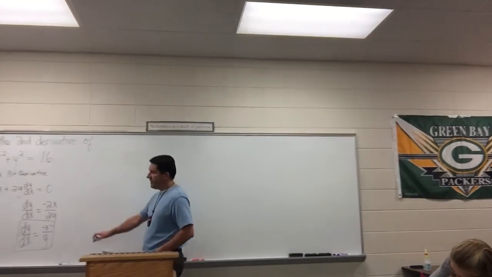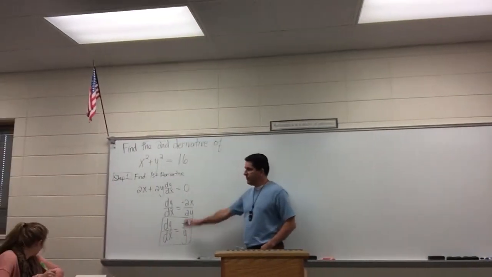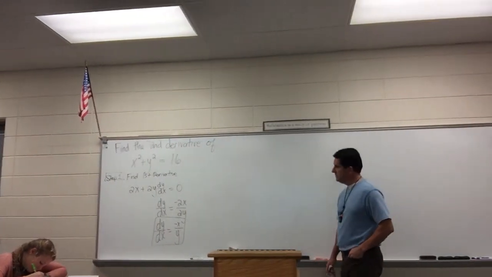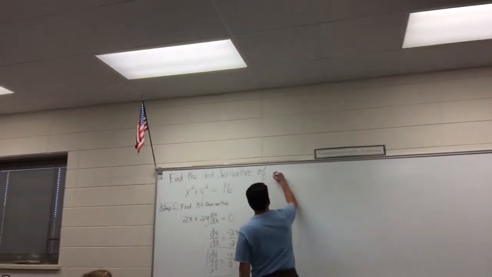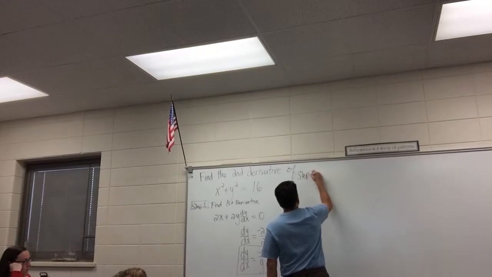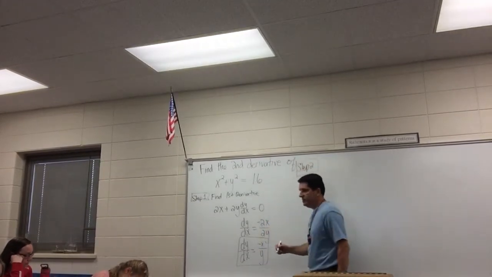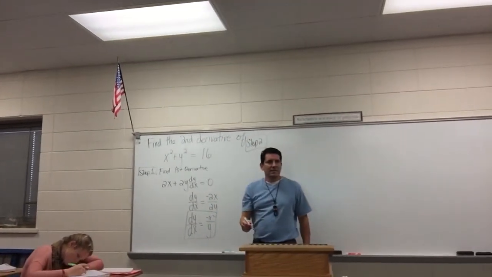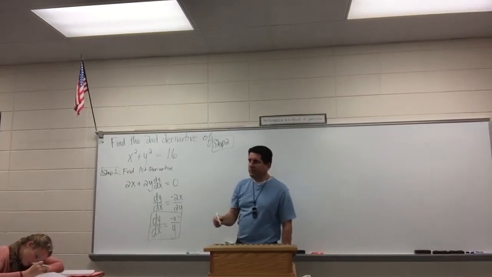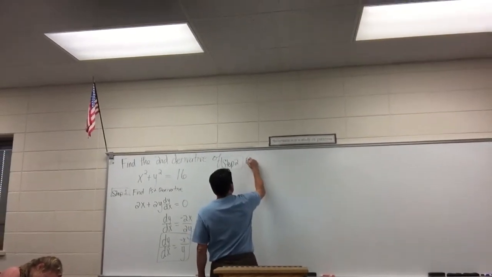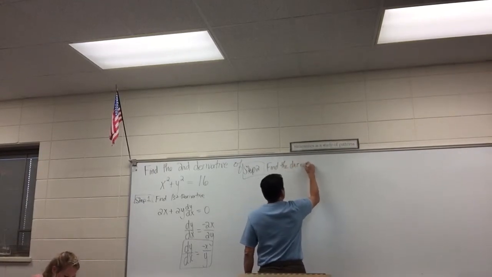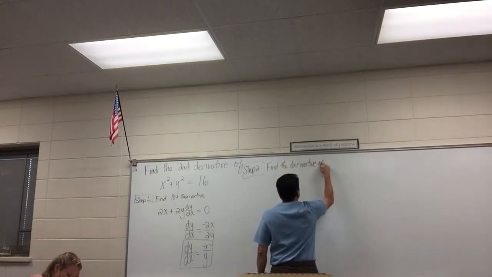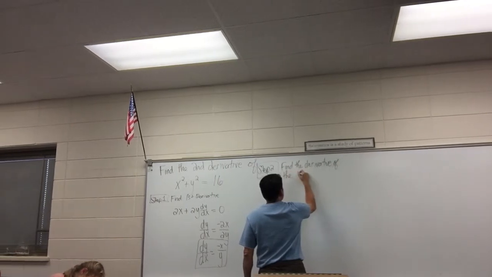Okay, you get negative x over y as the derivative of the circle. Okay, so step two. What do you think step two is? Find the derivative of the derivative. Okay. So find the derivative of the first derivative.